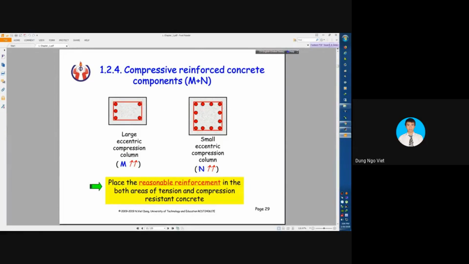However, if the axial force N is big, then we will have the case of a small eccentric compression column. The reinforcement will be calculated and arranged evenly around the perimeter of the section like this. So we have to calculate and place reasonable reinforcement in both areas, tension and compression, of the concrete.